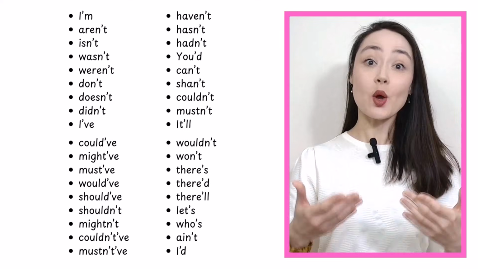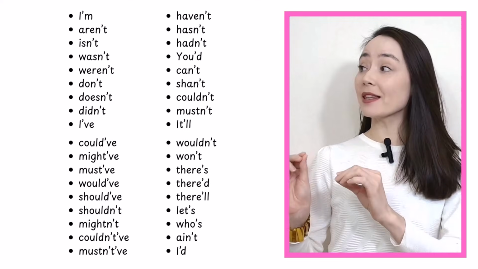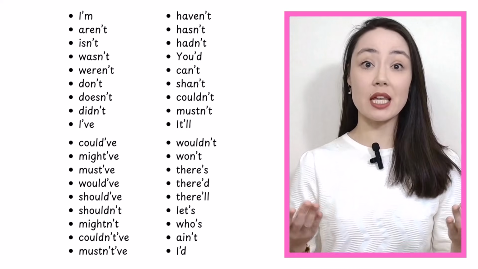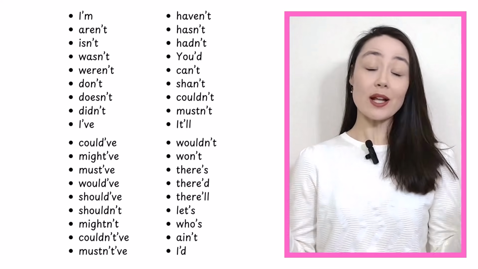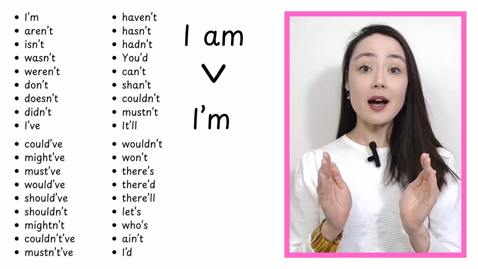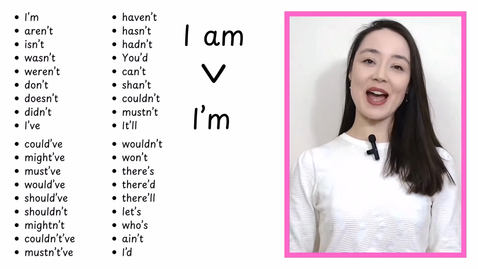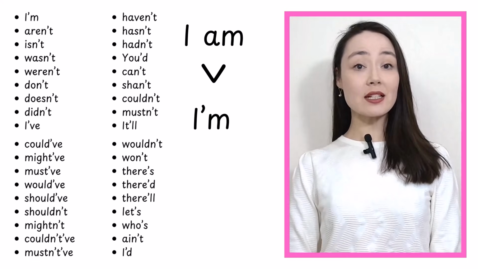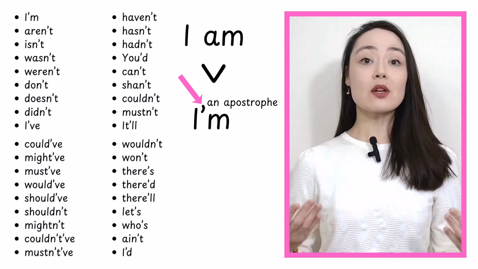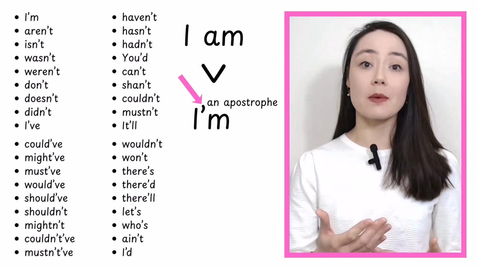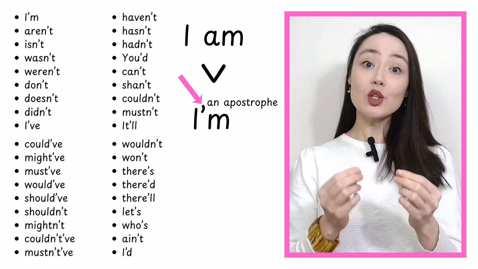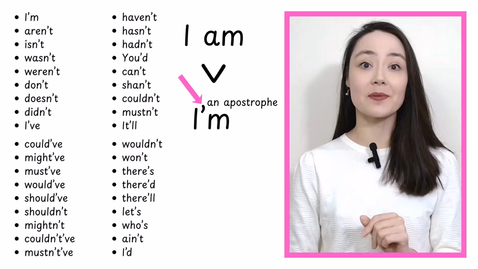In today's lesson, we are going to look at the spelling and pronunciation of all the contractions in English. What's a contraction? I am, I'm. I'm is a contraction. A contraction needs an apostrophe. Native speakers use contractions all the time. They are very natural. And if you know what they are, you can understand them better.